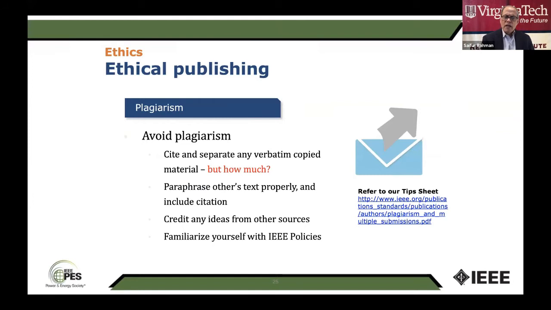First item, cite and separate any verbatim copied material. What does it mean? You can copy maybe 1 sentence from another paper because you know that is well explained, but you're not going to copy a whole paragraph. If you copy something, maybe 2, 3 lines from a paper, put that under quotation marks. Then we know from that source it is not you writing. It's okay, but not a whole lot.